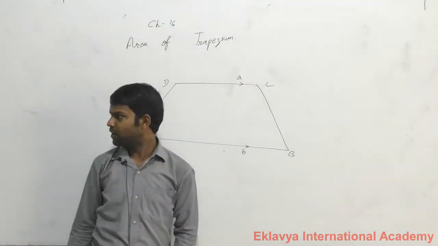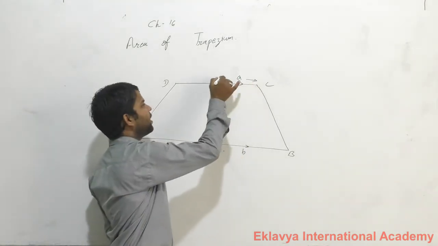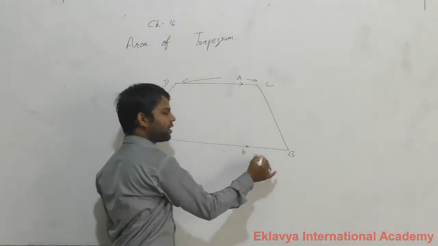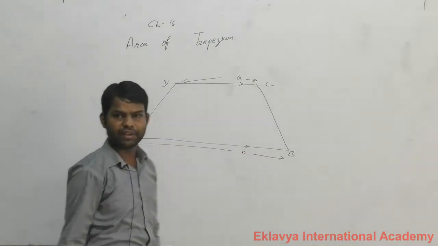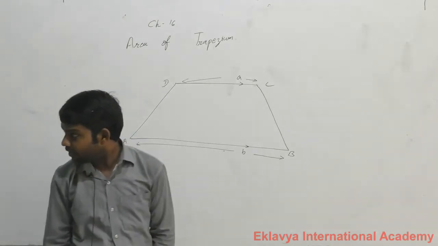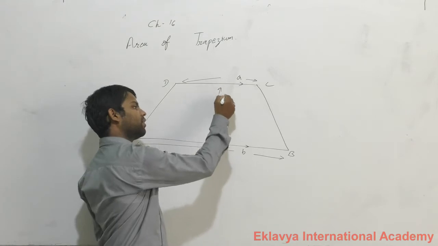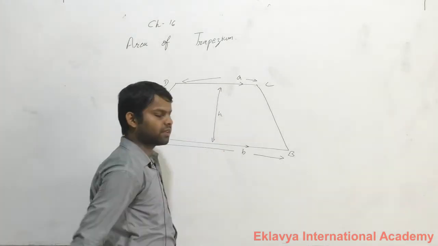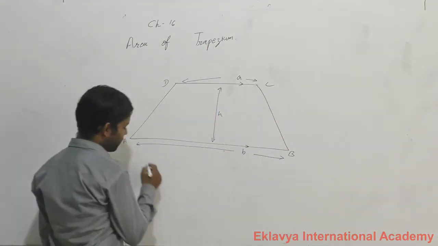We assume that the length of the first side is a, and the length of the second side is b. The height of the trapezium is h. Then we denote the area of the trapezium.